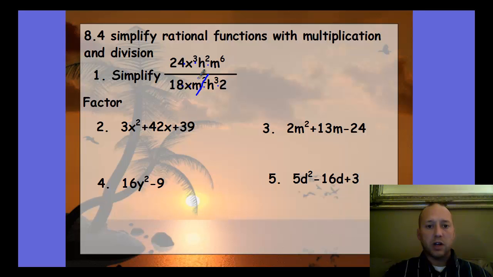these two m values here reduce with two of these m values. These two h's reduce with two of these h's, so I only have one h left over in the denominator. This x reduces with one of these x's, so I have x squared. And then the numbers, this 2 goes into 24 12 times, and then I can divide both the 12 and 18 by 6. So 12 divided by 6 is 2, 18 divided by 6 is 3, and then whatever's left over I can multiply on the top. So this is 2x squared m to the 4th all over 3h.